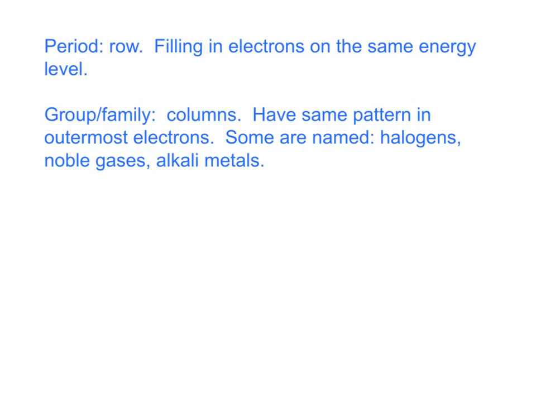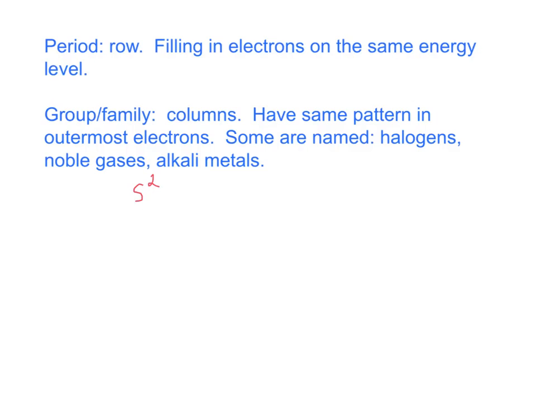And the second definition is a group or family. These are your columns. And they have the same pattern in outermost electrons. Some are named halogens, noble gases, and alkali metals. A good way to understand what you mean by the same pattern in outermost electrons: if you remember back to the ground state electron configurations, they would all end in the same outermost electron configuration. So they would all end in s2. And every single thing in that column has an s2, which makes them a group or a family. We'd be talking in that case actually about beryllium, magnesium, calcium, strontium, barium, and radium.